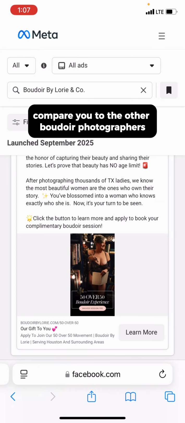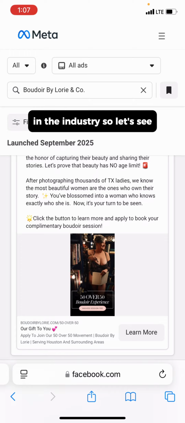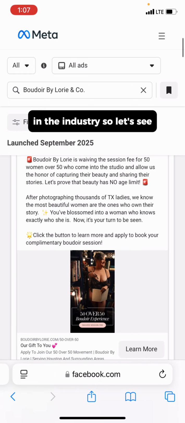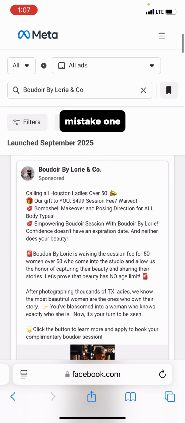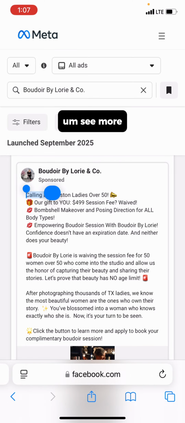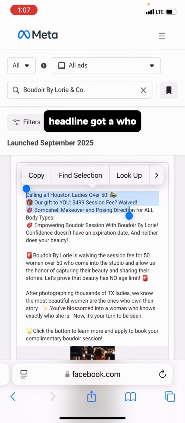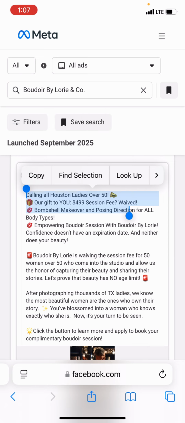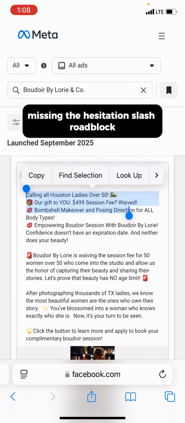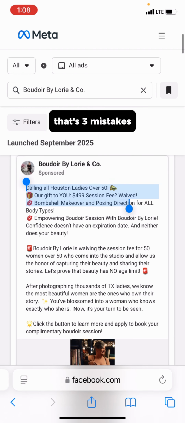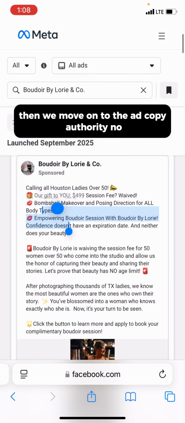Let's score you now and compare you to the other boudoir photographers in the industry. So let's see. All right, looks like an ad. Mistake 1. See more headline, got a who. Missing negative. Oh, we got positive. Missing the hesitation / roadblock. That's 3 mistakes. Then we move on to the ad copy.